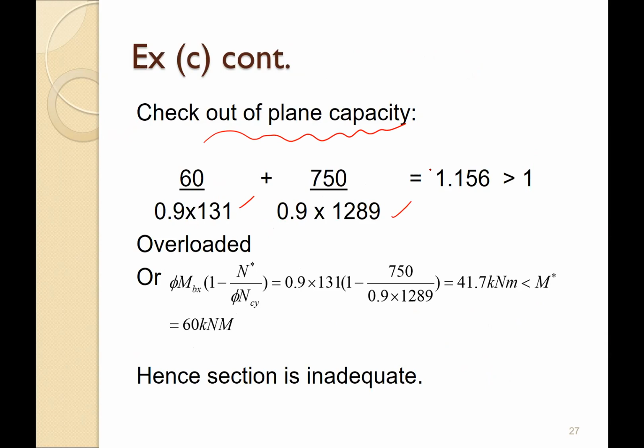Now you see that both these values have now changed. This is your member moment capacity considering the possibility of lateral torsional buckling. This is the member capacity in compression considering out of plane buckling. Now you can see this is higher than 1. So you have to revise that section. Or alternatively, we can calculate the maximum moment and then say the moment carrying capacity is this much, which is less than the applied moment. So it is inadequate.